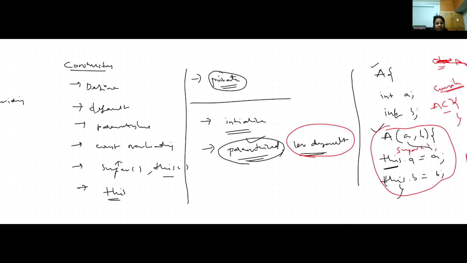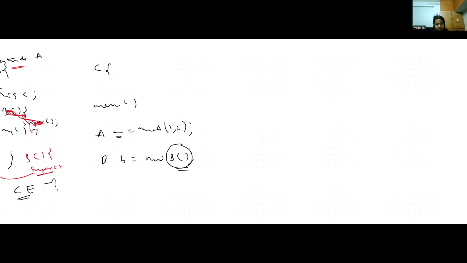The main important question I can expect from this constructor concept is: what is super? What is simple super, I mean only the super keyword? And what is the this keyword? What is the difference between super and this? They can ask. Or what is the difference between the super keyword and the super constructor?